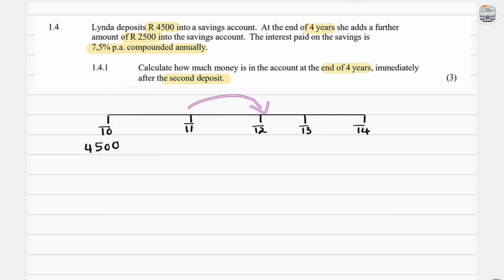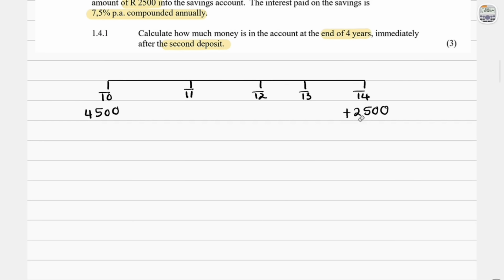And then this would be the end of 2 years, end of 3 years, and this is the end of 4 years. So this is where the 2,500 goes in. From this, you can already see that the 2,500 is not going to gain any interest because she doesn't leave it in the account to gain. So here's how we calculate this.